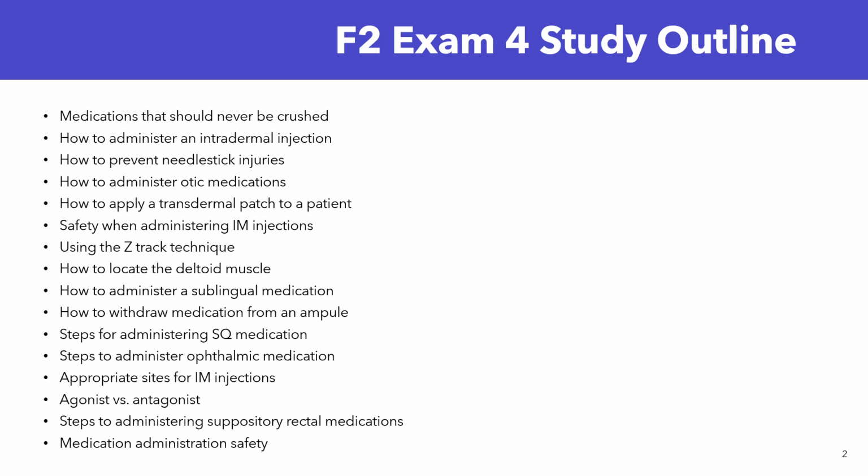We discussed how to locate the deltoid muscle, how to administer a sublingual medication. So back in chapter 34 on page 672, you can see sublingual is a key term. And on page 672, that sentence is important. So sublingual medications are placed under the tongue. They should never be swallowed. The drug dissolves in the sublingual pocket and will be quickly absorbed by the vessels in the oral mucosa.